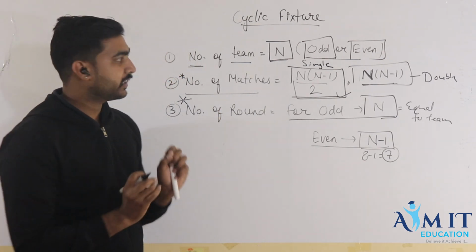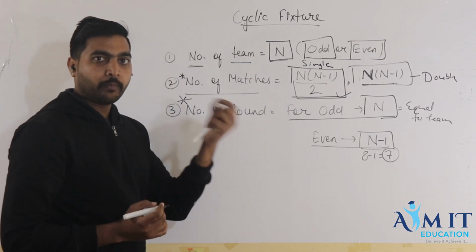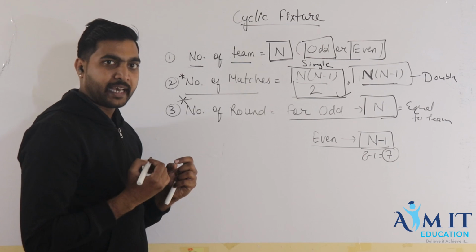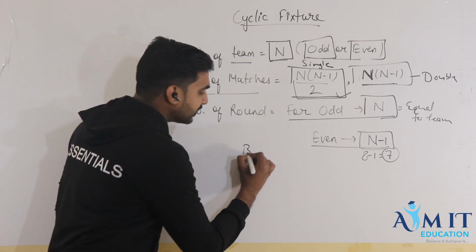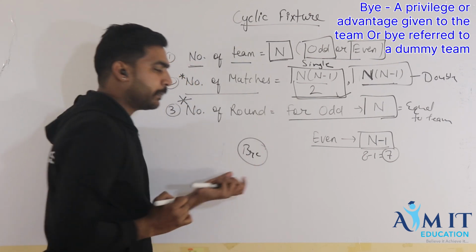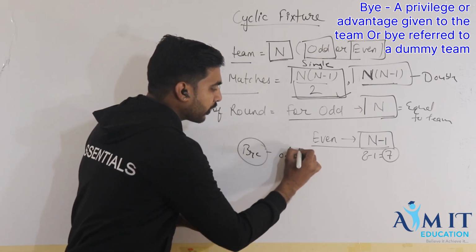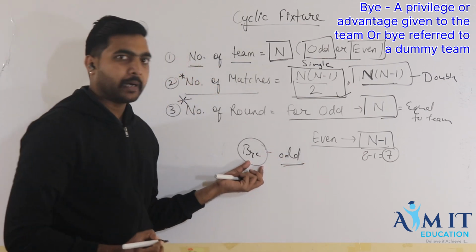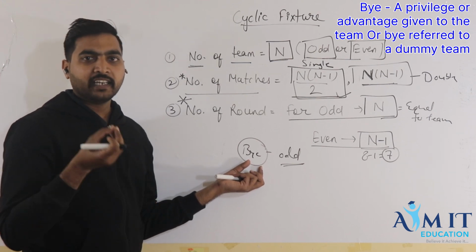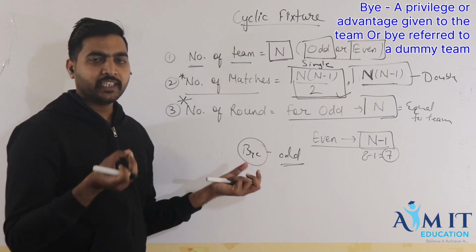Next important point: if we have an odd number of teams, then we take the help of a bye. Always remember, bye is the best friend of the odd team. Whenever we have an odd number of teams, we take the help of the bye. And what is a bye? A bye is just a privilege or advantage given to the team.